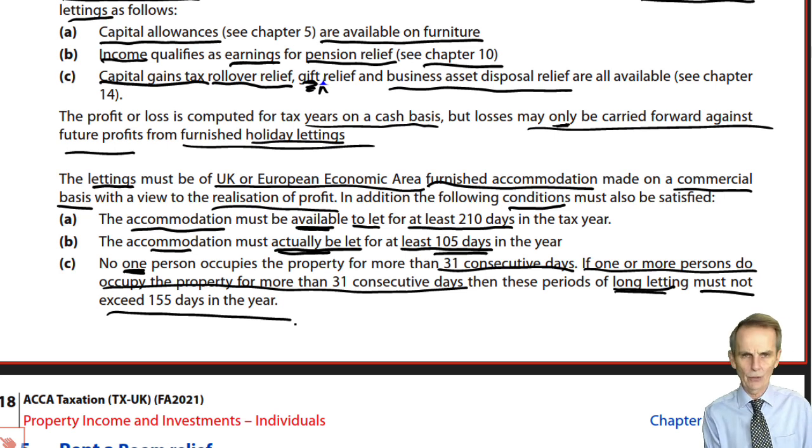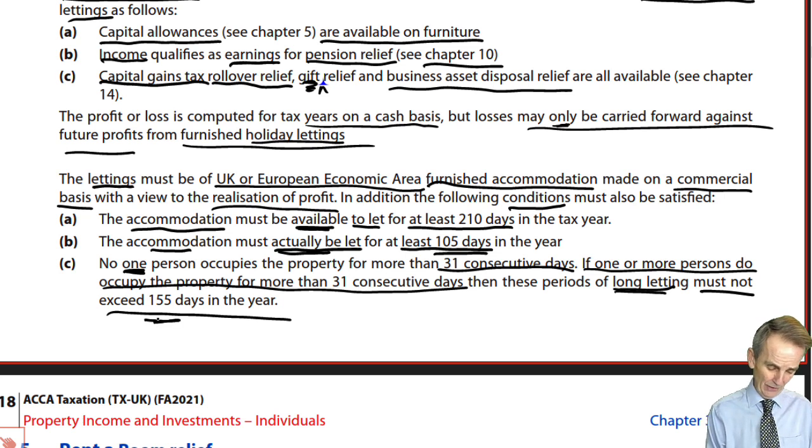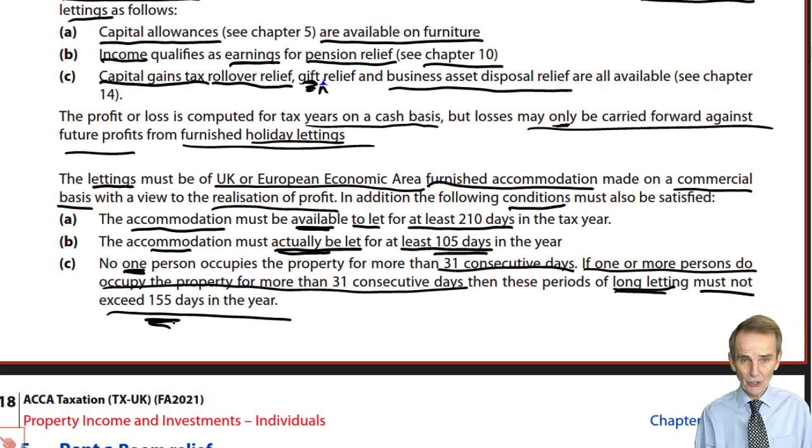I never would, of course, that's a ridiculous idea. But you can't therefore pretend that this is a holiday let. So if you have a situation where one or more of the same persons are occupying the property for more than 31 consecutive days there, and in total those lettings exceed 155 days, then it is not a furnished holiday let. You break that rule, it is not a furnished holiday let. So those conditions need to be satisfied.